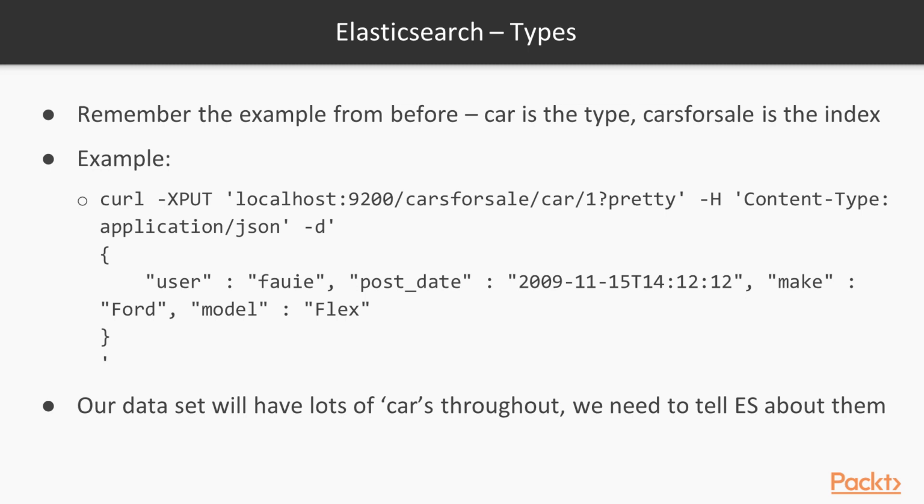Remember the example before where we talked about the car and the cars for sale index. Car is the type, cars for sale was the index. So we can see that we're posting our Ford Flex here. Our data set's going to have a lot of cars, so we know over time we'll be adding more cars. So let's tell Elasticsearch how to deal with them.